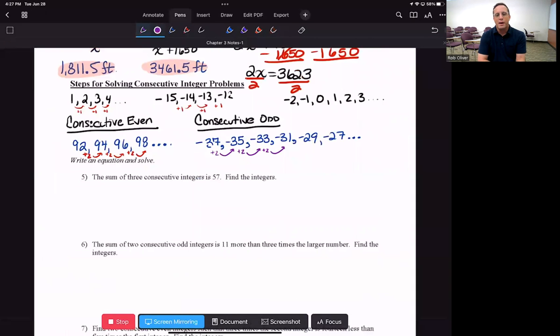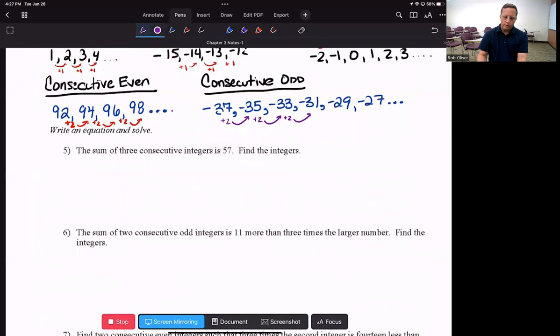And that's important to think about when we're setting up our equations. We're going to set up our little parts, which are expressions. We're going to put our expressions together to make an equation. Okay, so that is what we're going to do.